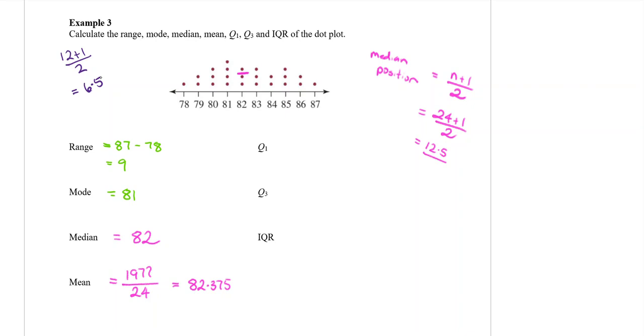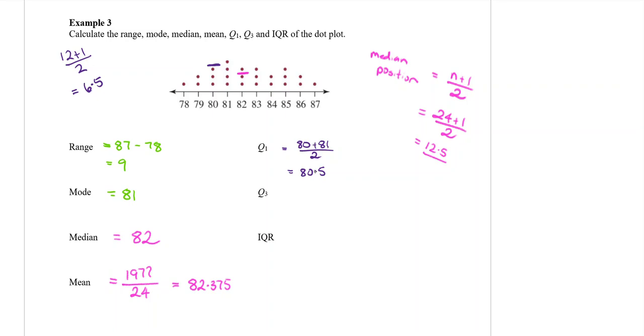So counting from here, 1, 2, 3, 4, 5. Ooh, 6 is there, and 7 is in 81. So I'm going to put the line here, but it means that it's between the 80 and the 81. So you add them together and divide by 2, which means 80.5 is my lower quartile.